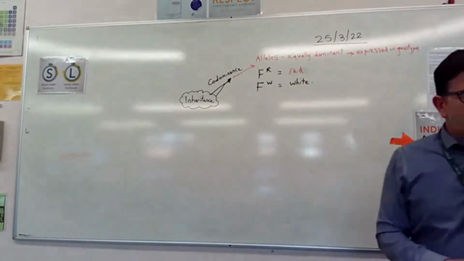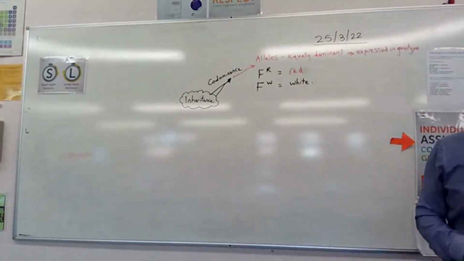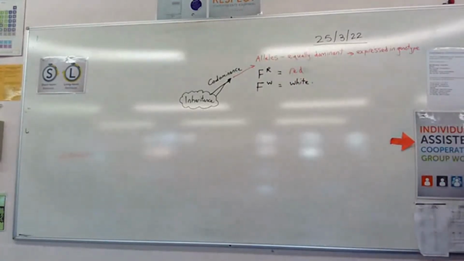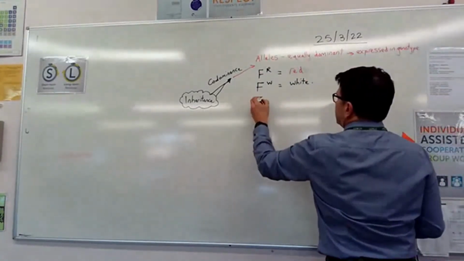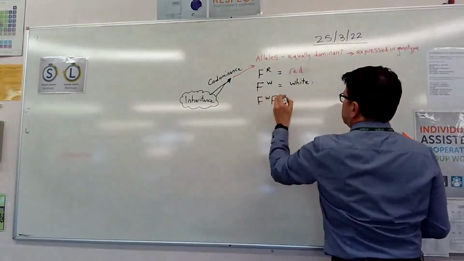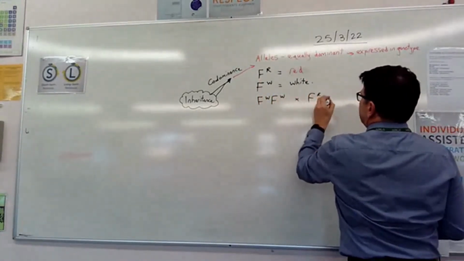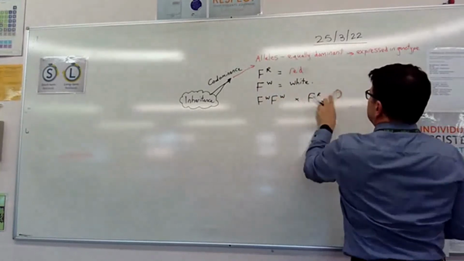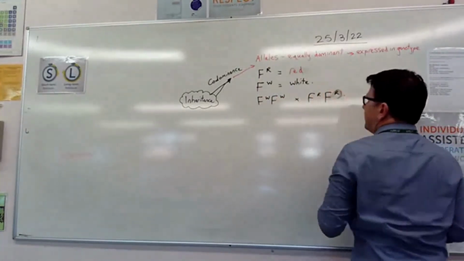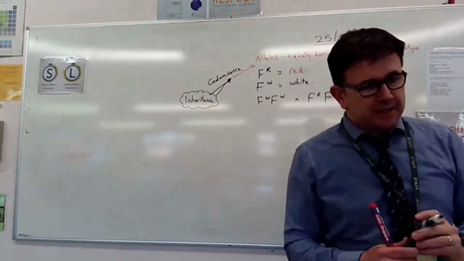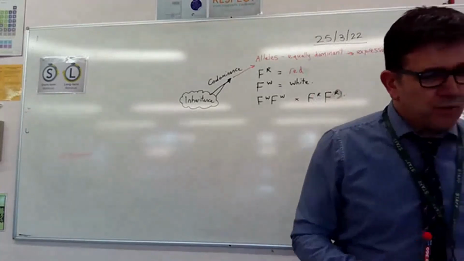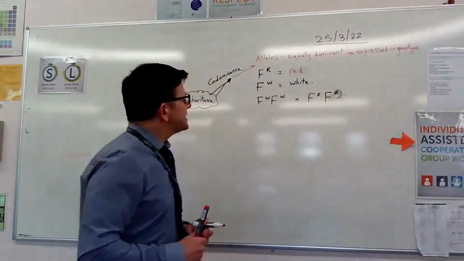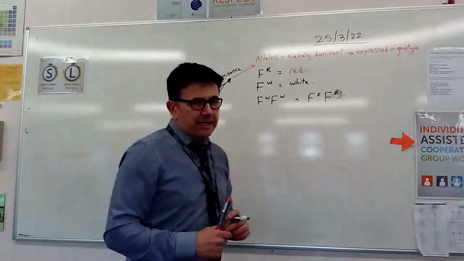Right. So how would we do a cross of those things? What would we use? We do the Punnett square. I would like you to do a cross between a white individual and a red individual. Those are the genotypes of the parents. First of all, cross them. What's the proportion of phenotypes? So what will we get from that?